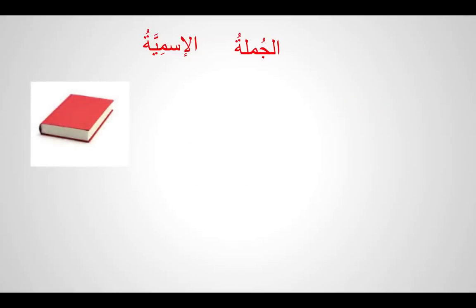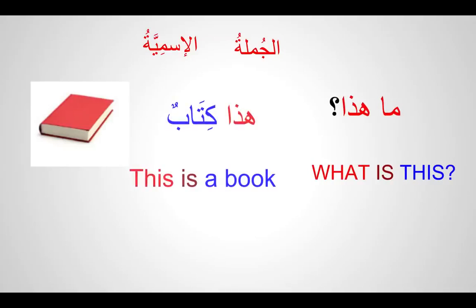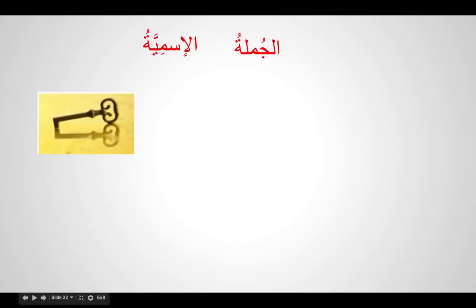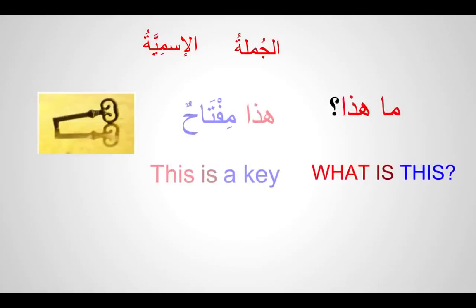So if you can make a question, how do we say? Ma hadha, hadha kitabun. So you've got a question and you've got an answer for this. So again, how do we ask a question? Just put ma hadha, what is this? Hadha miftahun. So this is a simple way of asking questions about any objects or animals.